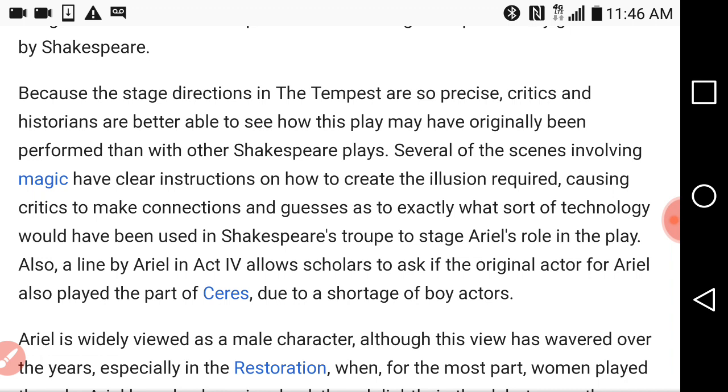Causing critics to make connections and guesses, like we always do today on YouTube, as to exactly what sort of technology would have been used in Shakespeare's troupe to stage Ariel's role in the play.